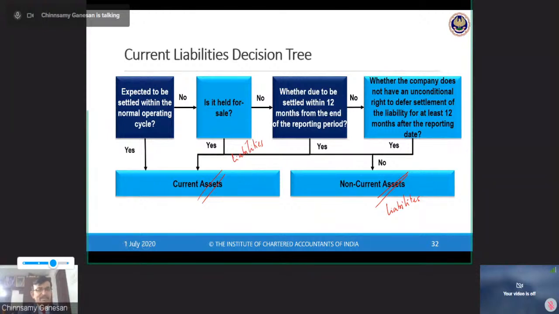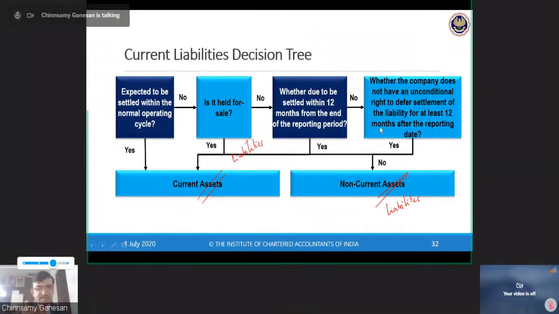Let us take another example. I took a term loan from a bank, which is repayable over 5 years with a 1 year holiday period for repayment of principal. So what happens? Is it expected to be settled within the normal operating cycle? No. Is it held for sale? No. Whether it is due to be settled within 12 months: a 1 year holiday period is there, so no repayment is happening. That is also not fulfilled.